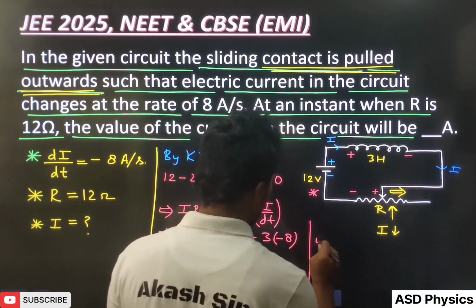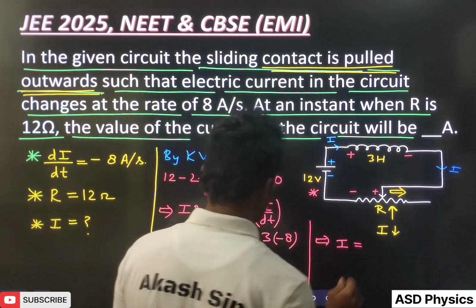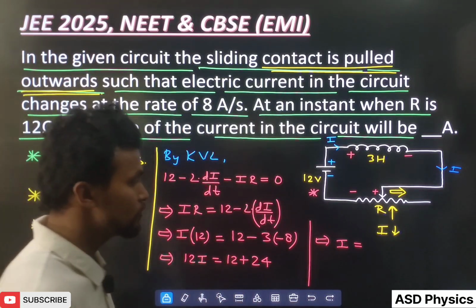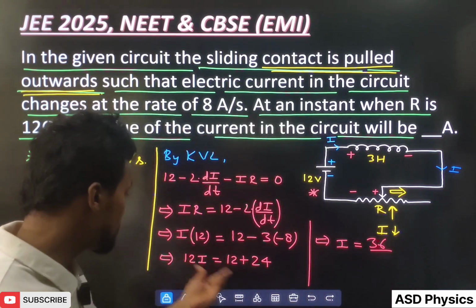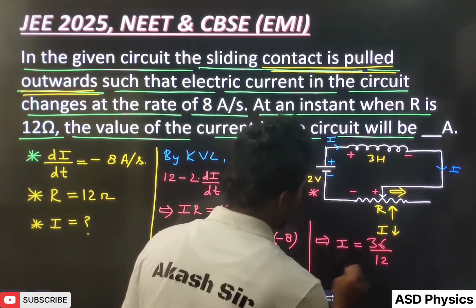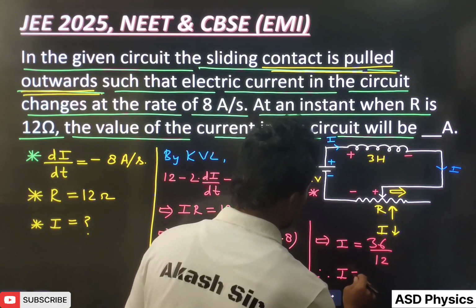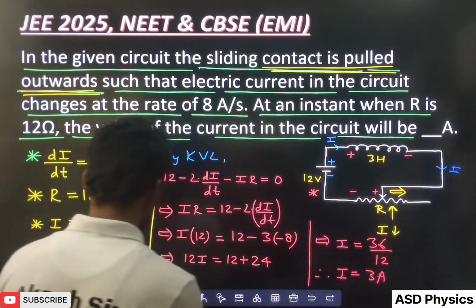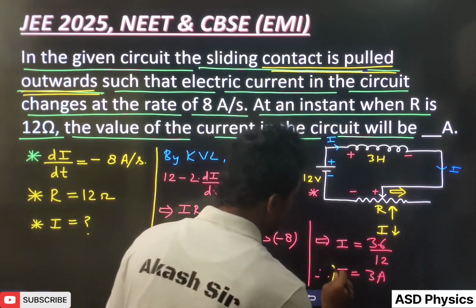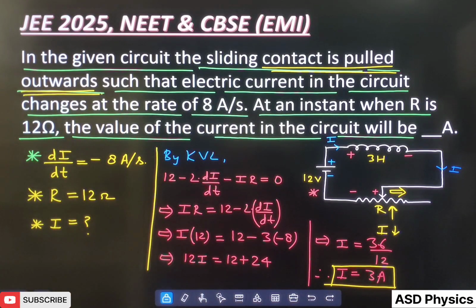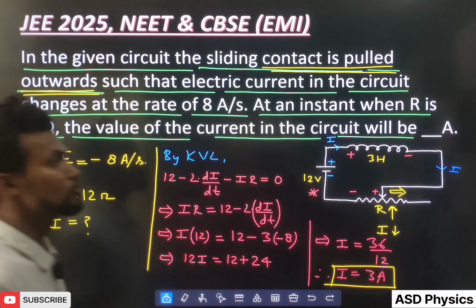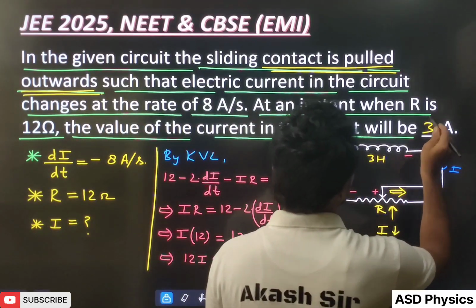Then we can write what is the value of I. This I will become 12 plus 24, it will become 36, divided by 12. So the value of I will come to 3 ampere. The value of I is coming 3 ampere. Kindly see very well. So here what we have to fill? We have to fill the 3 ampere.